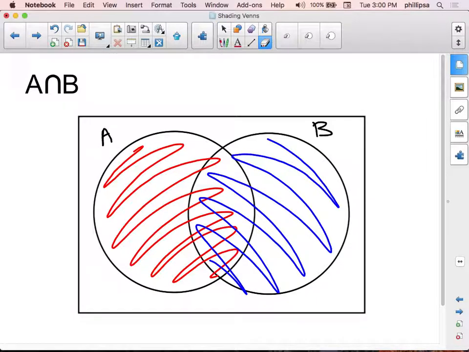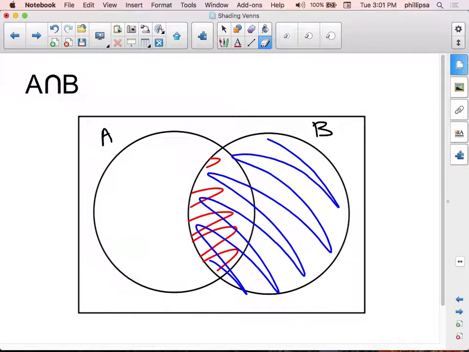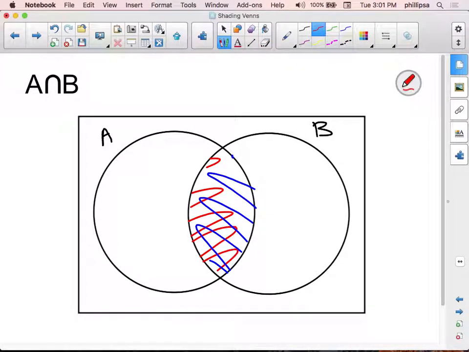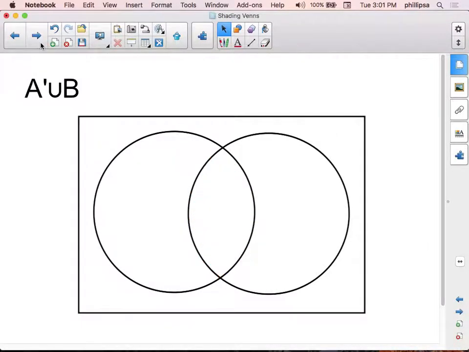At this point, when I see an intersection, immediately I know I'm definitely going to have to erase. There is stuff that has to be taken away in an intersection. I'm going to take away everything that's single shaded, in terms of my colors, just red, just blue. I'm going to accept everything that's red and blue in the middle.